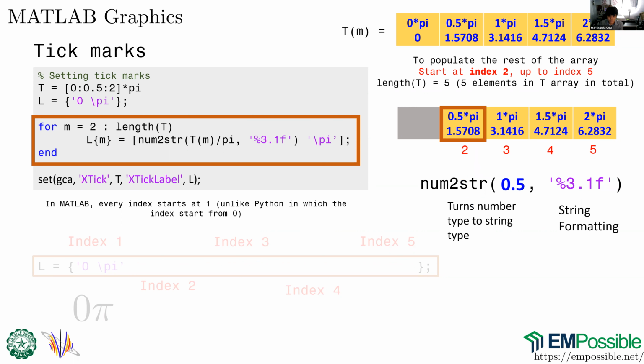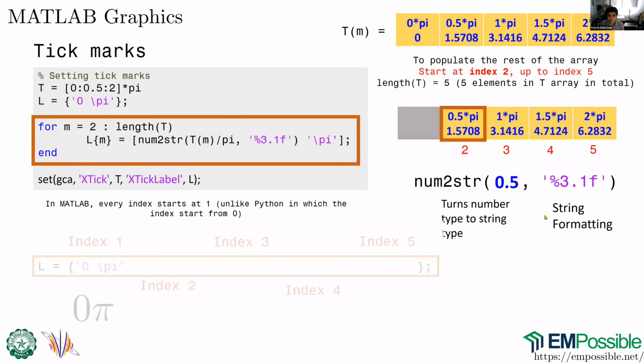Why? The reason is it is inside this bracket. And if you have this bracket, you cannot have a number and a string together in a single array unless it is a cell array. So for us to have this float type 0.5, we need to convert it to a string. That's why we will use a command called num2str. And this num2str turns your number type or your float type to a string type. And you can also control the string formatting.